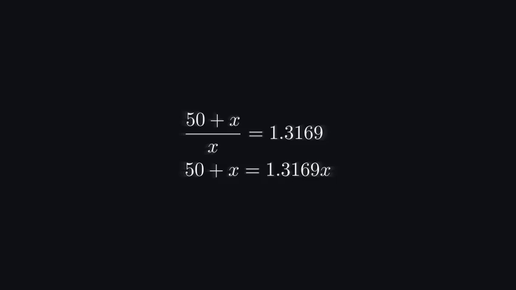50 plus x equals 1.3169x. 50 equals 0.3169x. x equals 50 over 0.3169. x equals 157.8 meters.